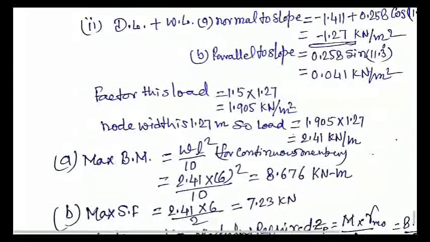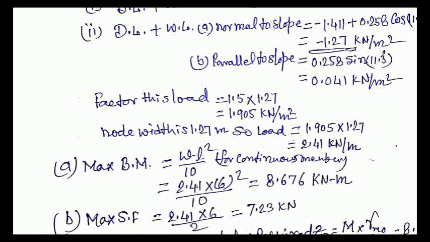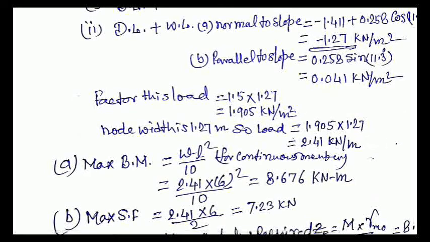Now factor this load. So the load is minus 1.27, and we will keep in mind this load. So this will be factored by 1.5, and it comes out to be 1.905 kilonewton per square meter, and the width is 1.27 meter. So the load will be 1.905 multiplied by 1.27. The load will come per running meter. So it is converted into UDL now.